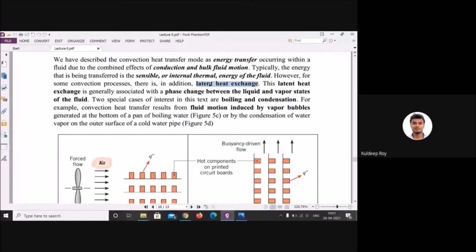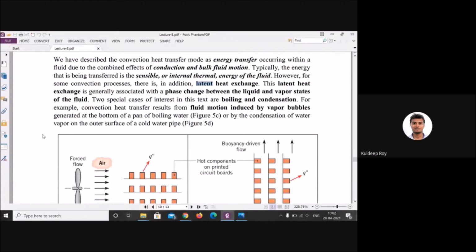What does that mean? The latent term comes into the picture when a liquid gets converted into vapor, where a phase change happens. Keep this in mind throughout your career: if the word latent comes, it means there is a phase change, either from solid to liquid, like ice to liquid, or liquid to gas. Okay, now what will happen in boiling?